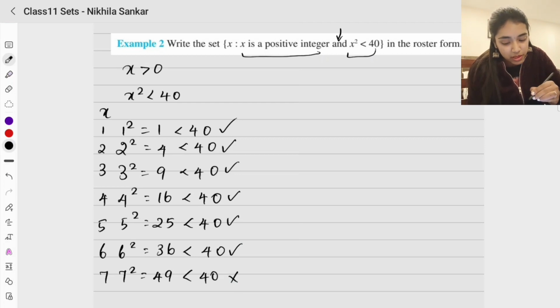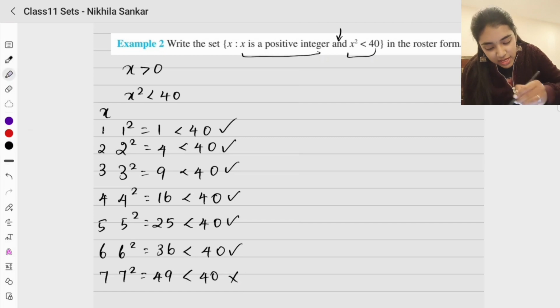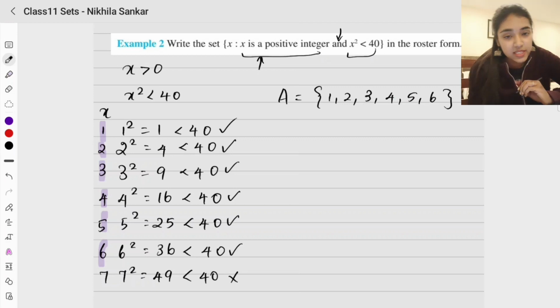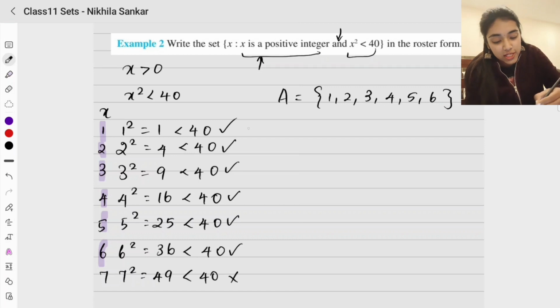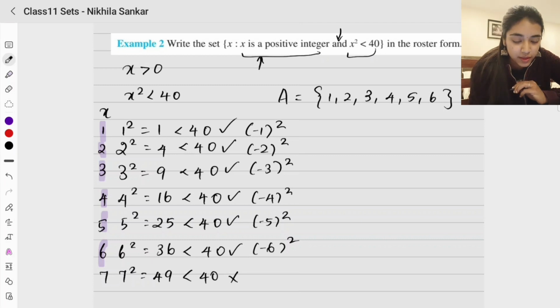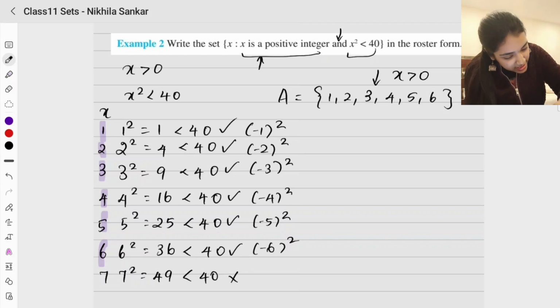So the roster formula நம்ம எப்படி எழுதலாம்? x ஓட values என்னென்ன? It is going to be 1, 2, 3, 4, 5 and 6. Okay, so A equals 1, 2, 3, 4, 5, 6. இப்போ for example இந்த இடத்துல x positive இல்லைன்னு கொடுத்திருந்தாங்கன்னா you should also write minus 1 square, minus 2 square, minus 3 square, minus 4 square, minus 5 square, minus 6 square. இது எல்லாமும் solution தான். Okay, so this is when x is a positive integer.